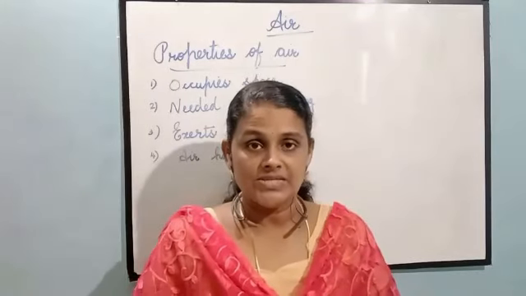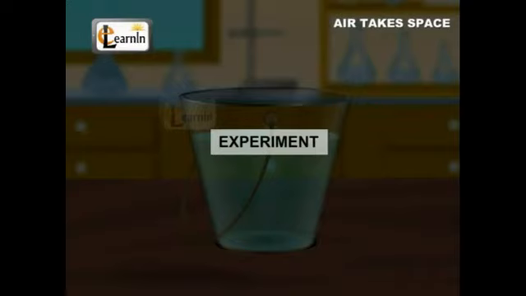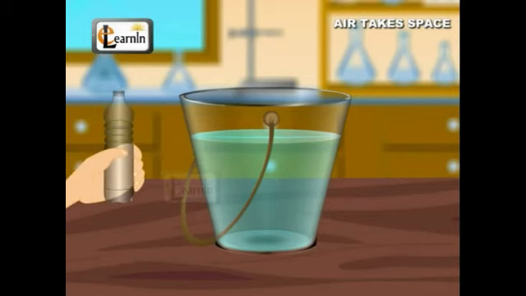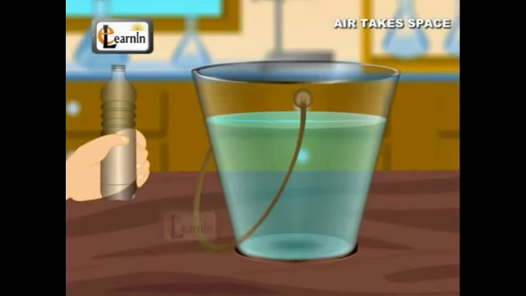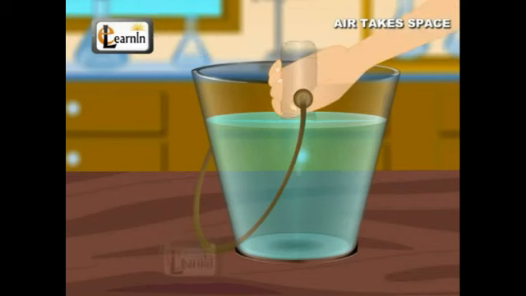Now let us see an activity to learn that air occupies space. The following activity demonstrates that air takes space. Find out if an empty bottle is really empty or not. Take an empty glass bottle, invert this bottle into a bucket filled with water. You will notice that water doesn't completely occupy the bottle and a large part of the bottle remains empty. This is due to the presence of air inside the bottle, which doesn't allow the water to fill the bottle.